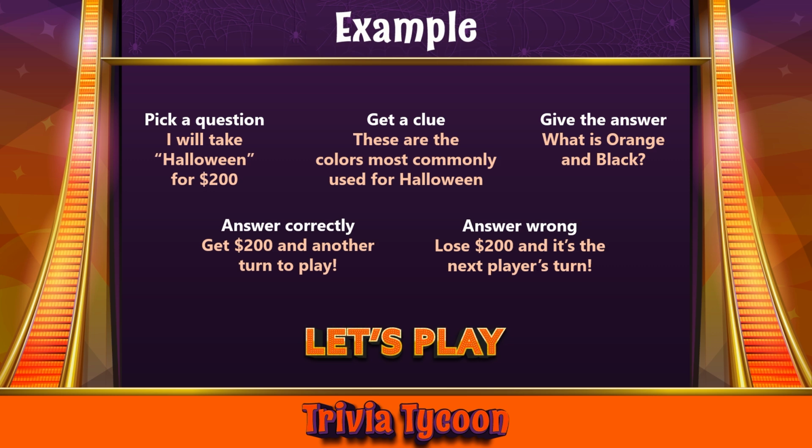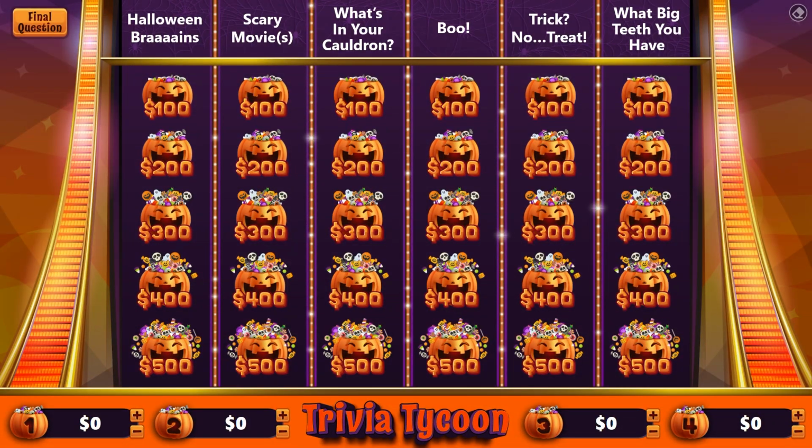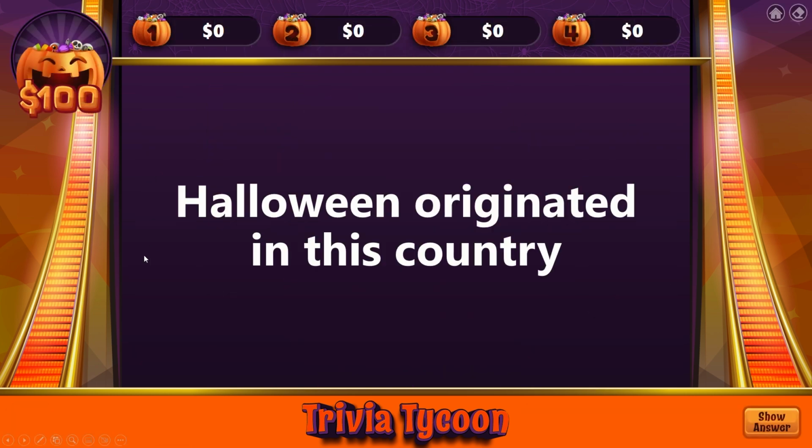Once you've gone over the instructions, click Let's Play to begin. The first player would choose a category and question value. The clue will automatically appear, and then the timer will start immediately after. They have 10 seconds to call out their answer in the form of a question.